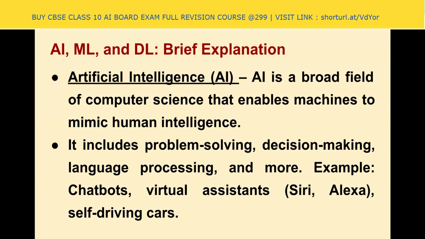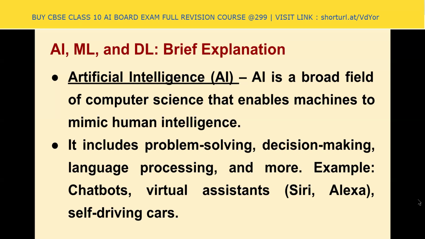Artificial intelligence, AI. AI is a broad field of computer science that enables machines to mimic human intelligence. It includes problem solving, decision making, language processing, and more. Examples: chatbots, virtual assistants, Siri, Alexa, self-driving cars.